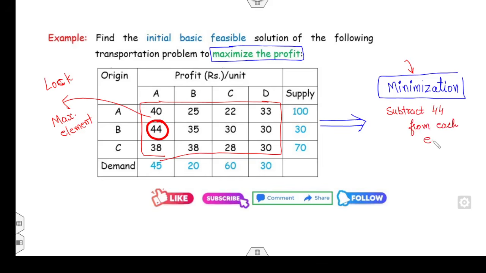From each element, or you can see from each cost. That means this number is 44 minus 40. So I can subtract in this manner: 44 minus 40, 44 minus 44, 44 minus 38, 44 minus 28, and so on.